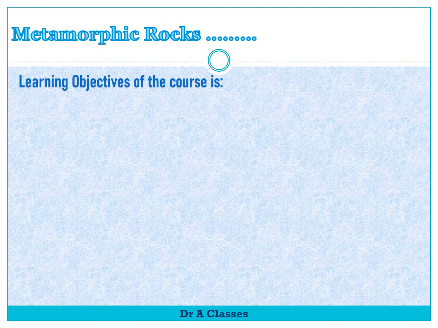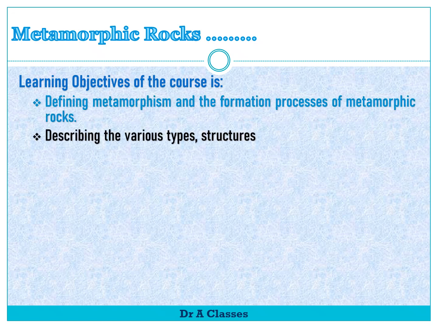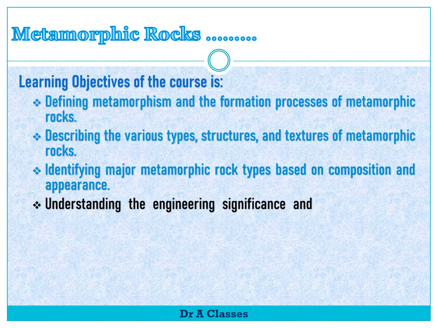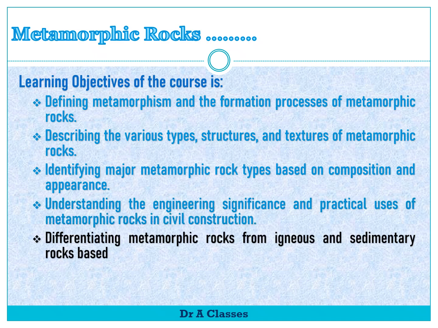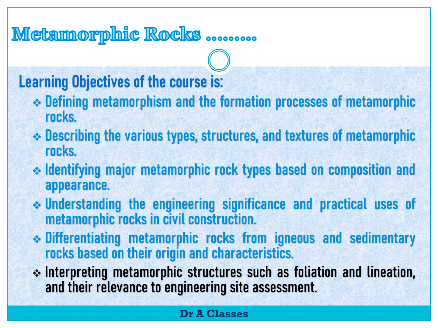Learning objectives of the course are defining metamorphism and the formation process of metamorphic rocks, describing the various types, structures, and texture of metamorphic rocks, identifying major metamorphic rock types based on composition and appearance, understanding the engineering significance and practical use of metamorphic rocks in civil construction, differentiating metamorphic rocks from igneous and sedimentary rocks based on their origin and characteristics, interpreting metamorphic structures such as foliation and lineation, and their relevance to engineering site assessment.